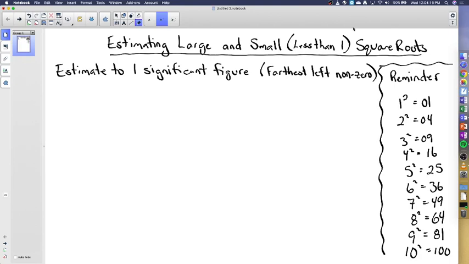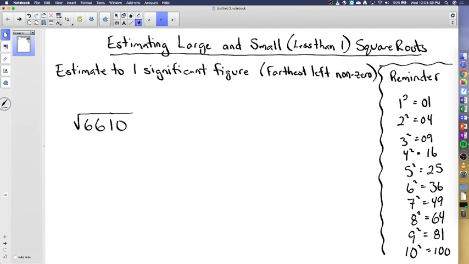Okay, so what we're going to be doing is estimating to one significant figure. So that really means just the first number on the left-hand side that isn't 0. Okay, so if I was looking to do the square root of 6,610, I want you to look over here.